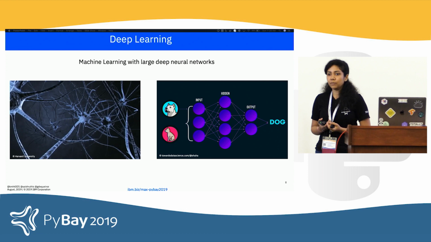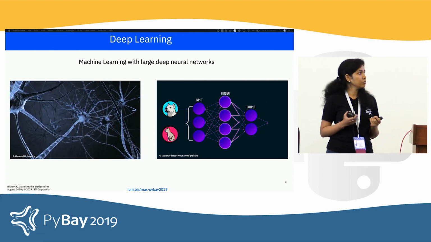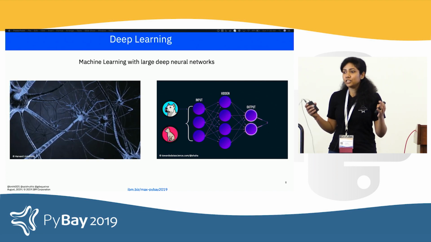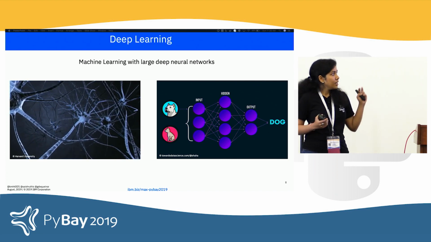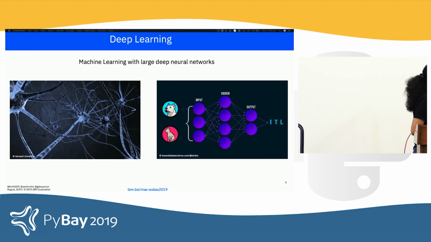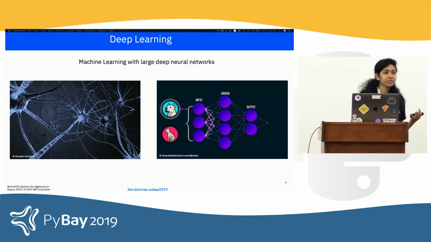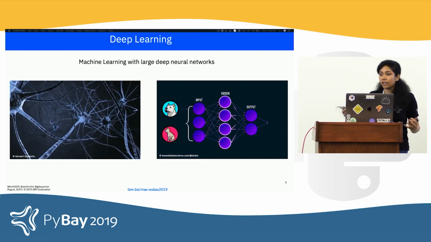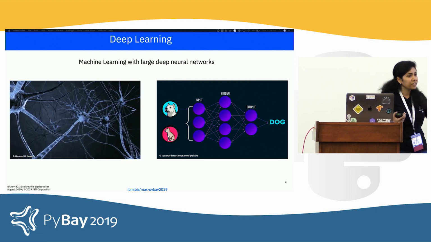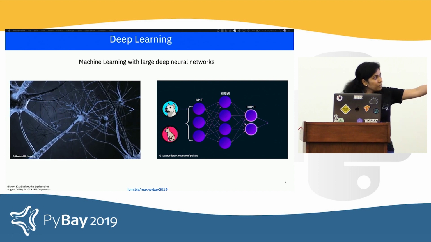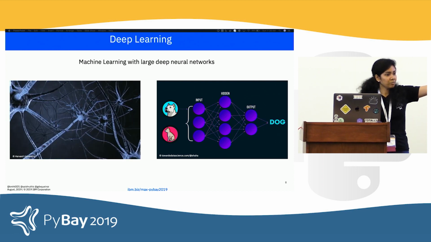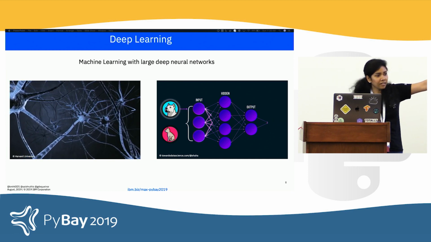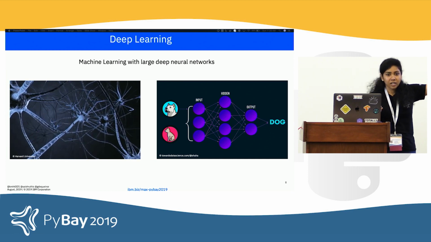So what is deep learning? Deep learning is machine learning with large, deep neural networks. On the left side, you can see it got its inspiration from us, how we think, how we see, how we understand things that are happening around us. Those are the inspiration for the artificial neural network that you are seeing on the right side. Like us, they also have neurons. Every single circle there on the right side is called a neuron.